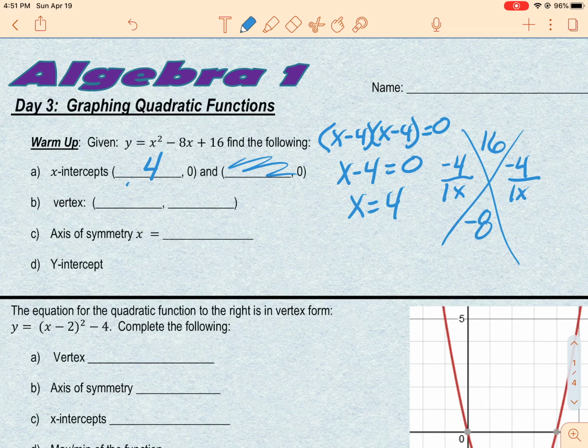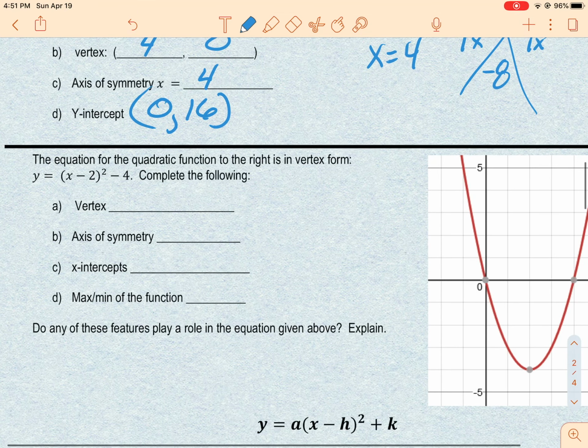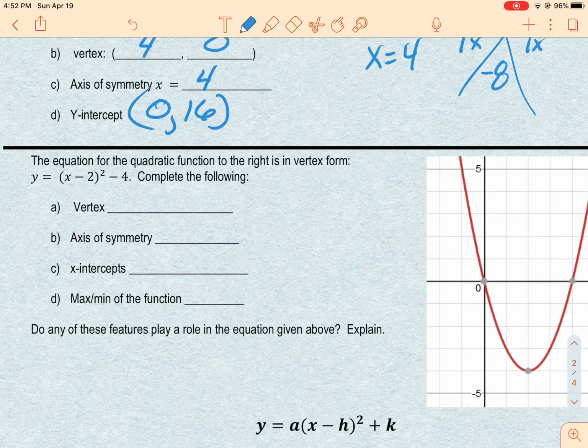So when we go back to this, our vertex was also at (4, 0). The axis of symmetry is the line that goes through the vertex. So that's at x equals 4. And we had said the y-intercept is at (0, 16). So kind of taking a look at the next problem, it's a different form.